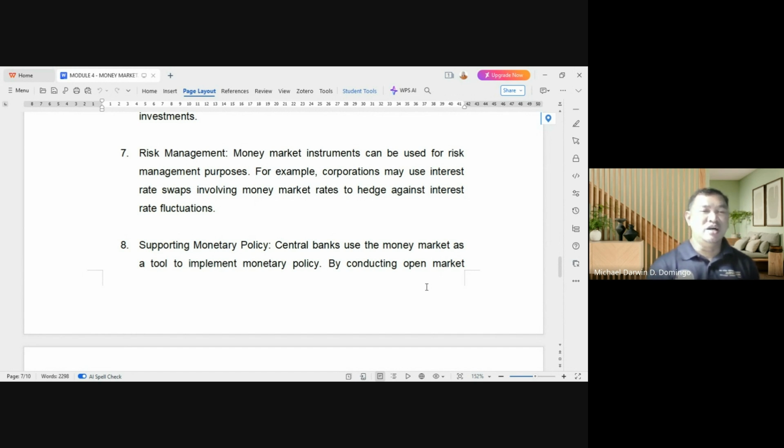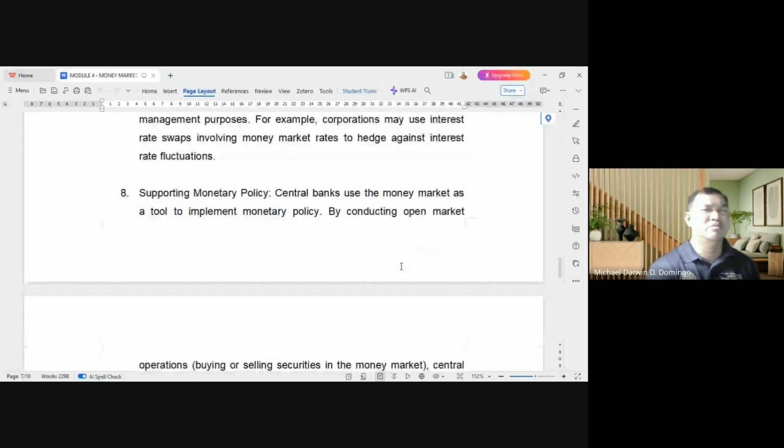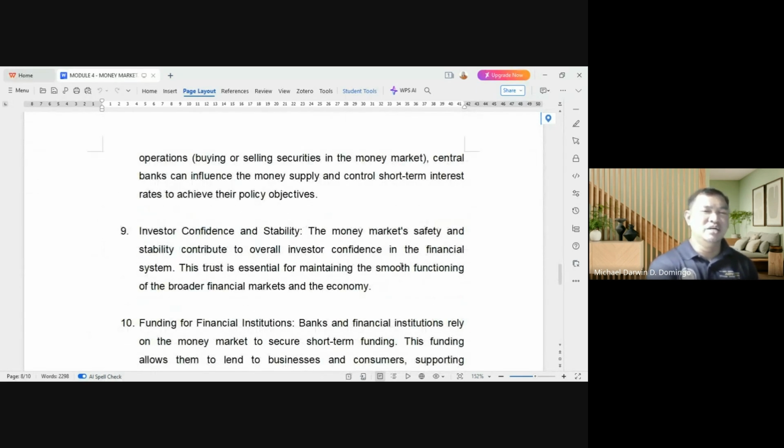Then they also have supporting monetary policy para dun sa mga maliit na transactions or maliit na situations. Yan. And ano pa nga ba? Meron pa ba? Meron pa tayo. Meron pa. Investors' confidence and stability.